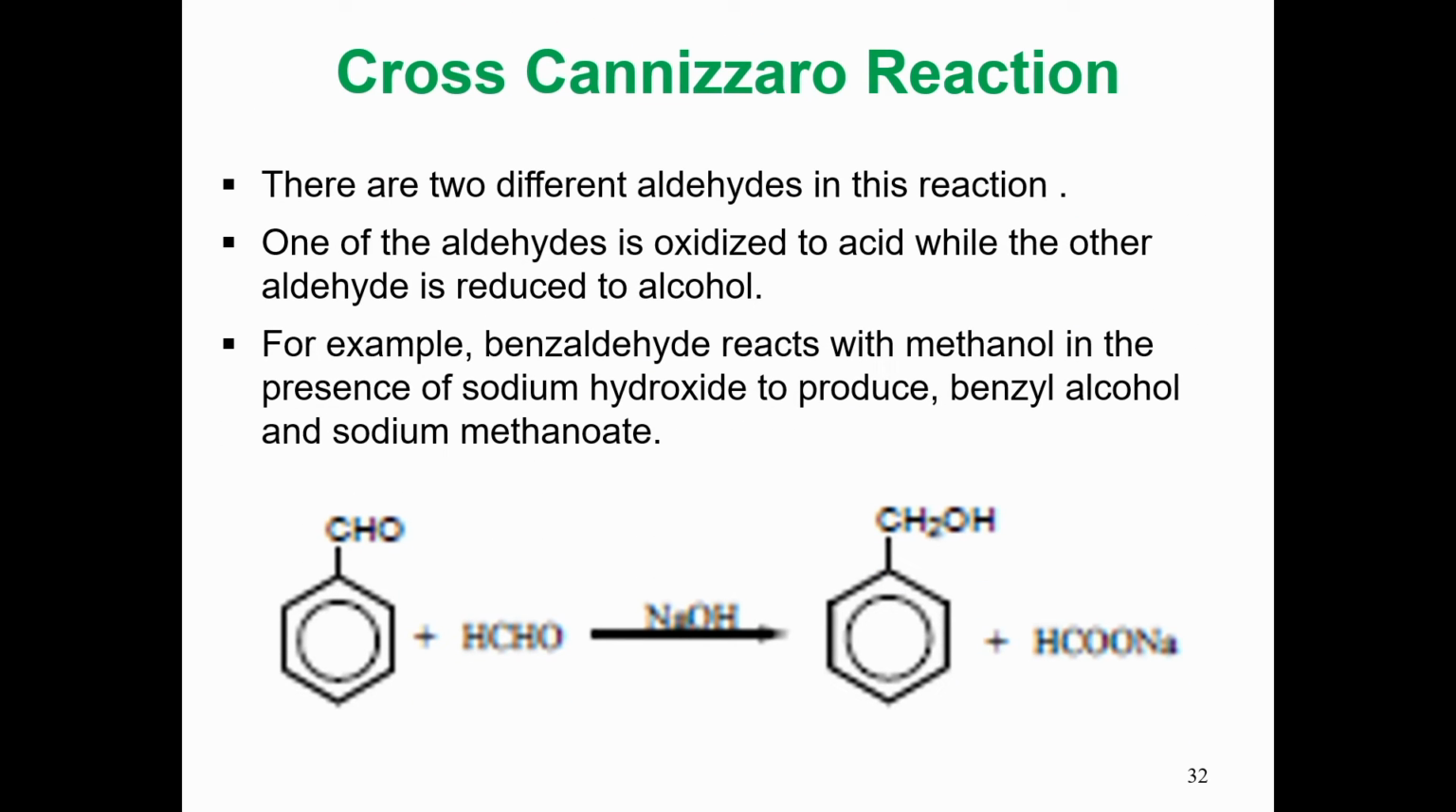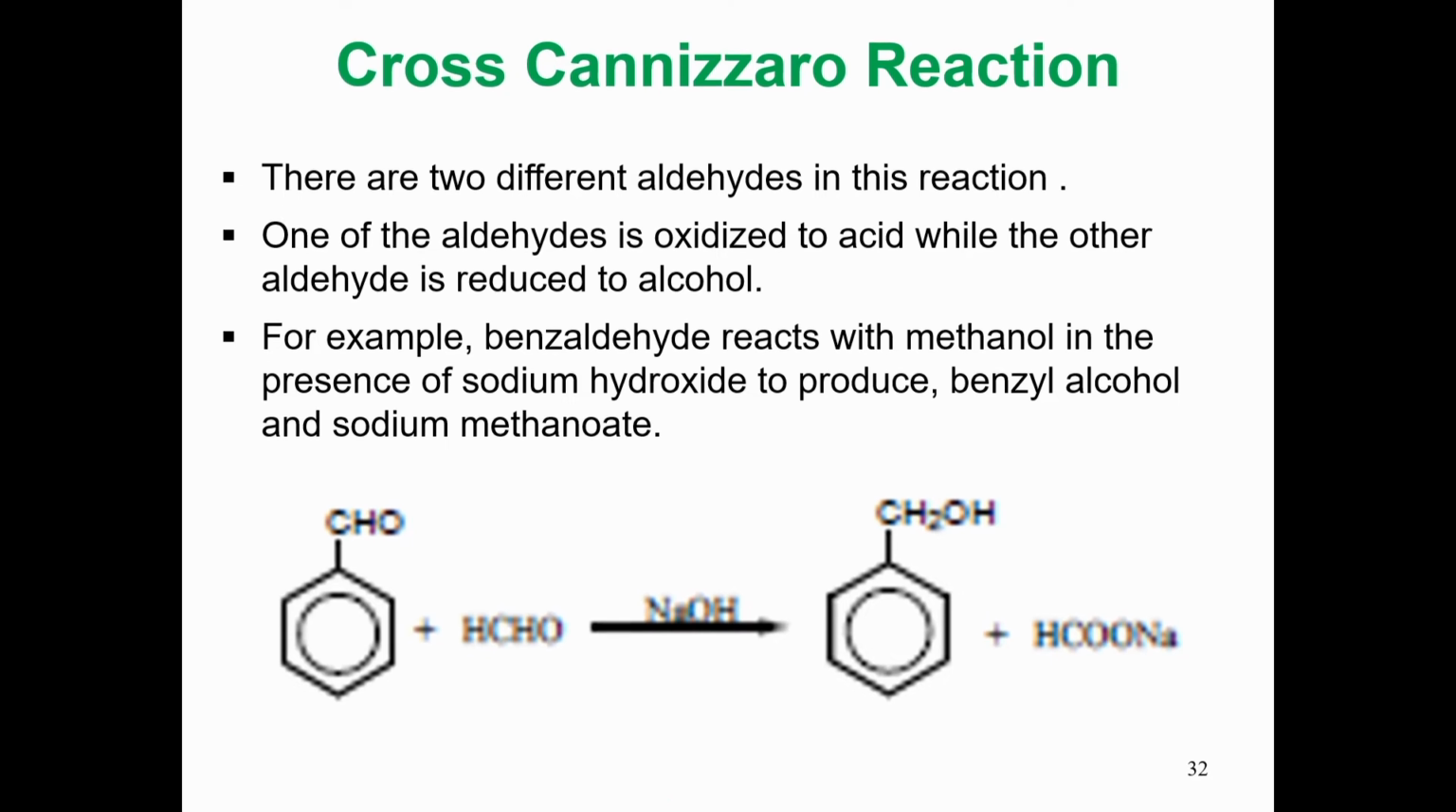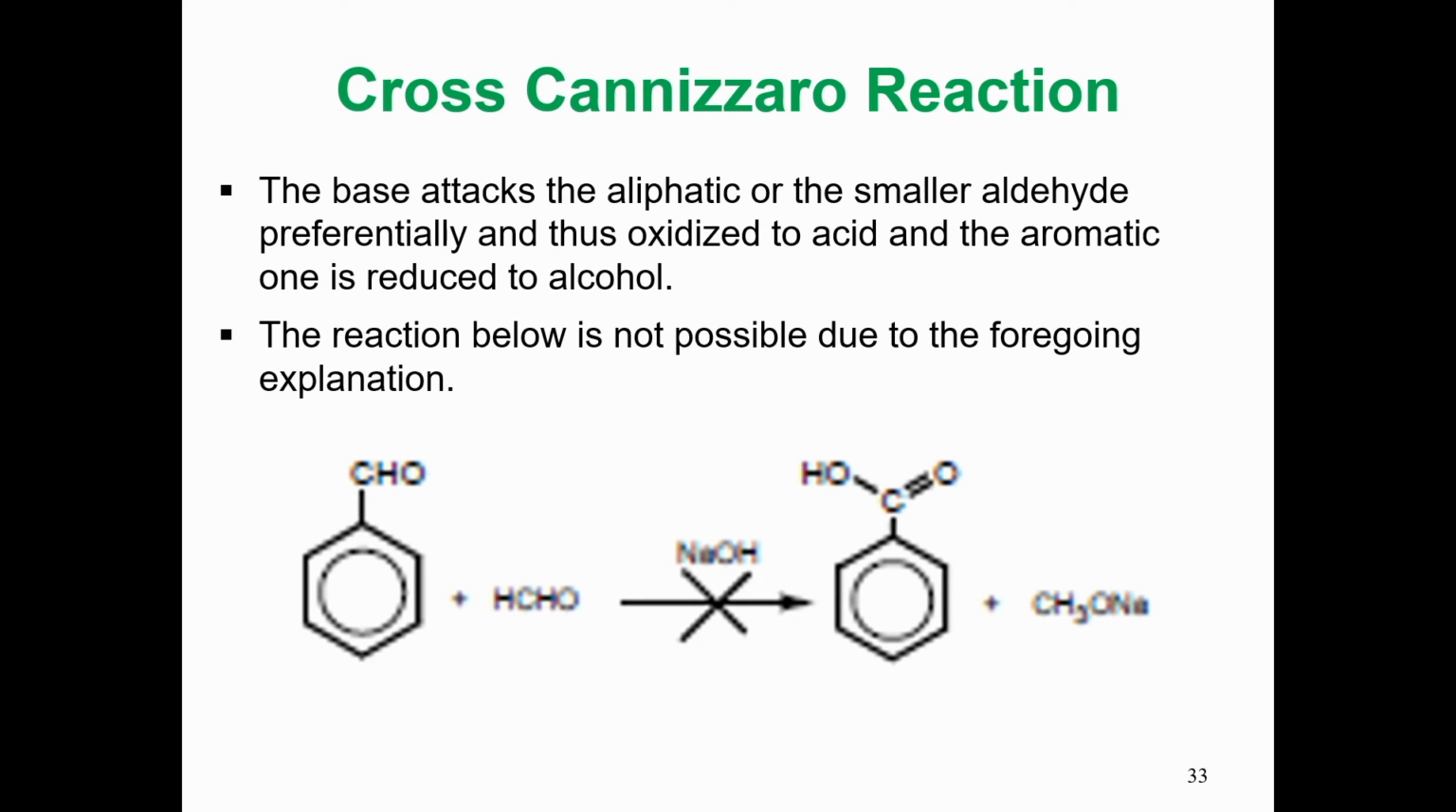But when we're talking about cross Cannizzaro, it means that I'm not going to use the same compound. Both of them must not have alpha hydrogen, but it must be aliphatic and aromatic. In that case, my aliphatic is going to form the carboxylic acid, while my aromatic is going to form the alcohol. The slide is telling us that when I am doing my cross Cannizzaro, my aliphatic can never be the alcohol. Aromatic must be the alcohol, while the aliphatic must be the carboxylic acid.